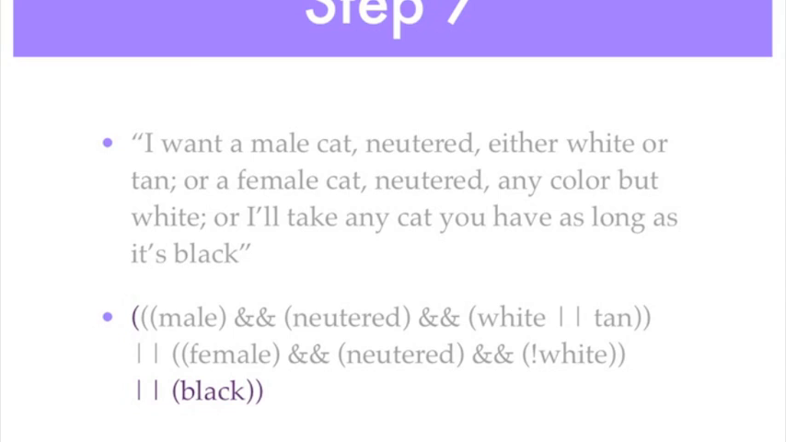And so I keep my test of my male neutered and white or tan, or my female and neutered and not white, and I add now the or black. And so this is a third condition. It is a cat that is male neutered, white or tan, or a female neutered, not white cat, or simply a black cat. If any one of these conditions evaluates to true, I evaluate to true in totality.